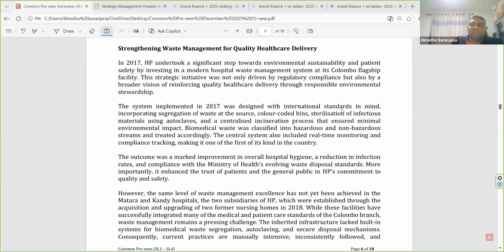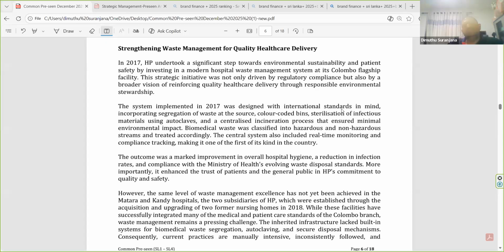Strengthening waste management for quality healthcare delivery. So waste management is one of the critical activities in a hospital, guys. Remember, a lot of waste is created. So you can't just throw it out like normal waste at home. No, you can't do that. Certain things, maybe some medicines, may have some effect. So there should be a proper way of disposing of these things, right?